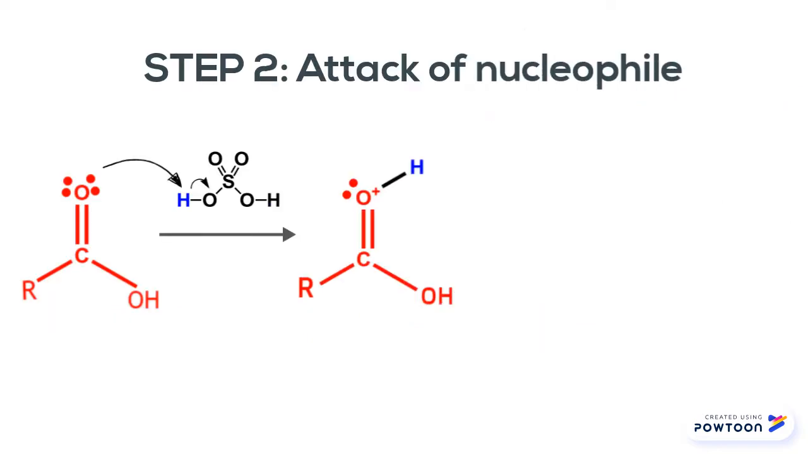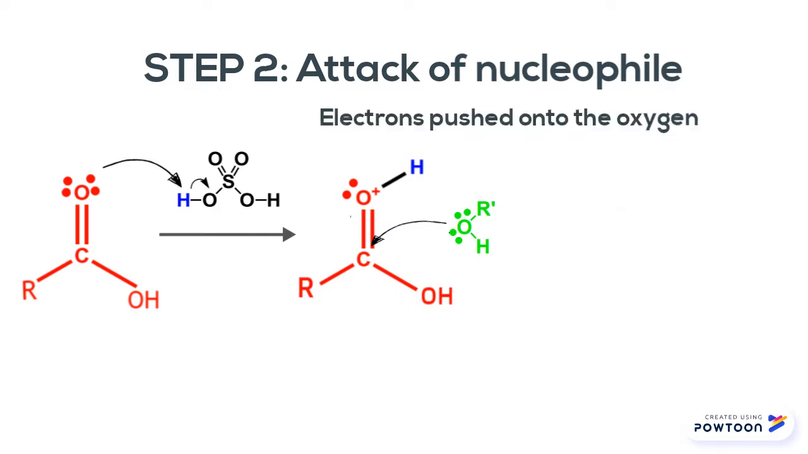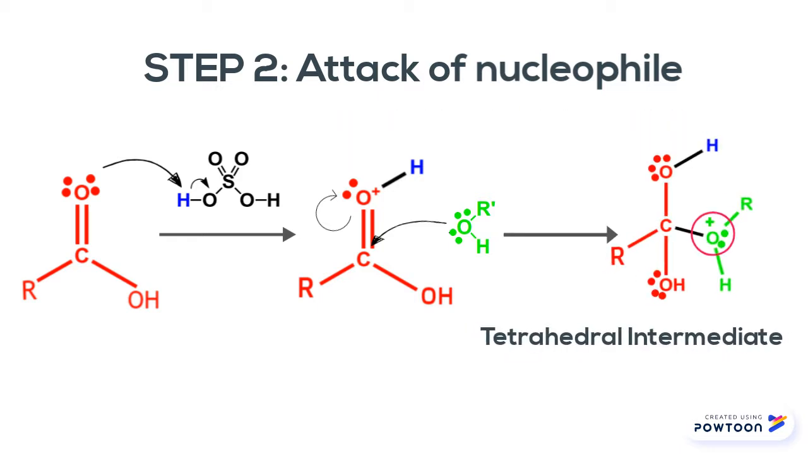Now in step 2, because the carbon is now electrophilic, a nucleophile can now attack it. Lone pairs in the oxygen of the alcohol attack the carbon, which then pushes the electrons from the double bonded carbon onto the oxygen. This forms a tetrahedral intermediate with a delta positive charge on the alcohol's oxygen.